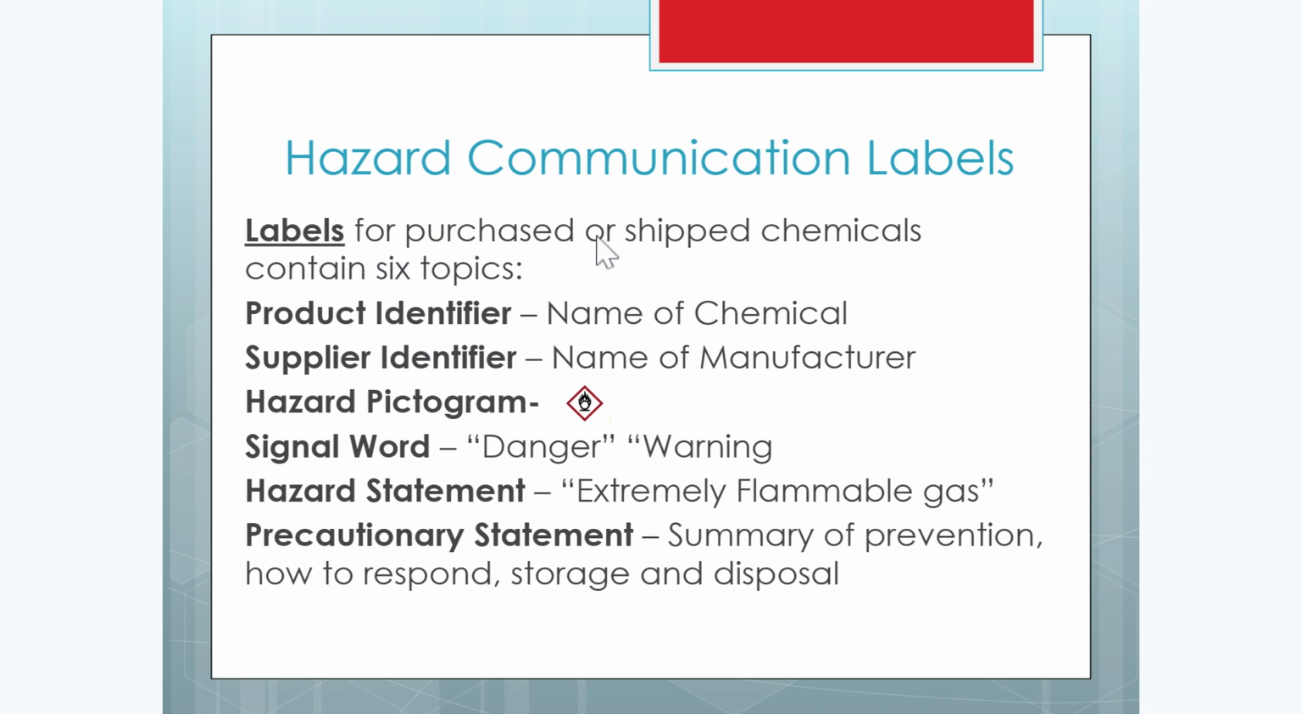Labels on purchased or shipped chemicals contain 6 topics. So your label is going to tell you the name of the chemical, the name of the manufacturer, any hazard pictograms that go along with that chemical, some sort of signal word like danger or warning, a hazard statement like extremely flammable gas, and then a precautionary statement that tells you a summary of how to prevent an incident with it, how to respond if there is an incident, and storage and disposal.